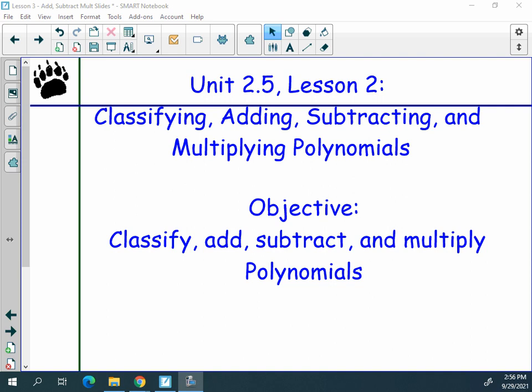Hey everyone, in this video we're going to be learning how to multiply polynomials. So I know on the screen it says that we are going to add, subtract, and classify as well, but we did those in our last lesson. So this is kind of part 2 of the same lesson. All right, so let's get started.